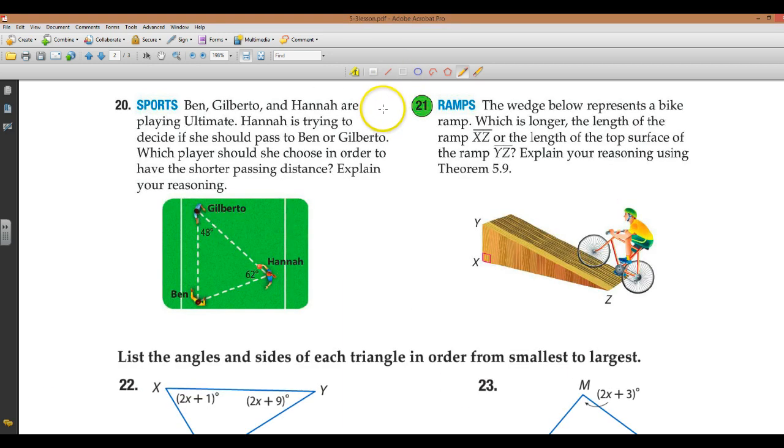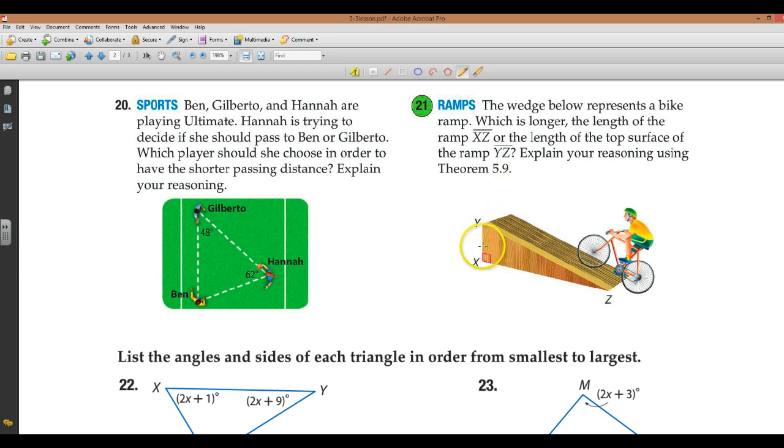So on number 21, the wedge below represents a bike ramp. Which is longer, the length of the ramp, which is XZ, or the length of the top surface of the ramp, which is YZ? Explain your reasoning using theorem 5.9.